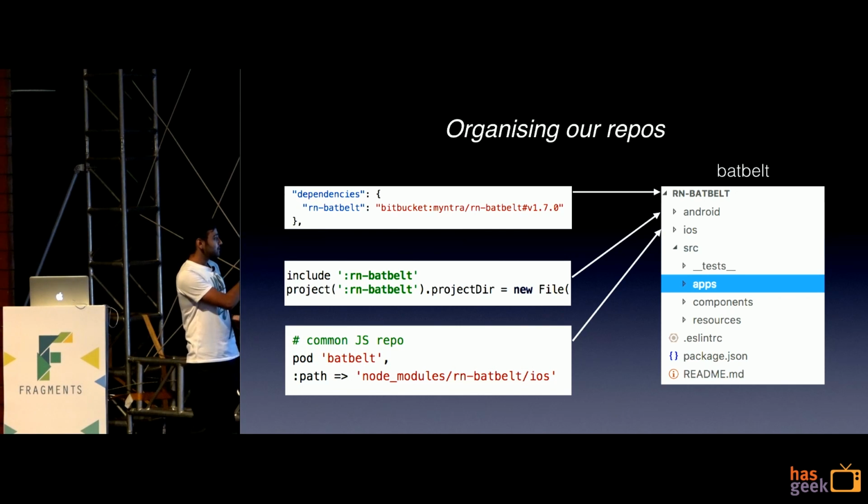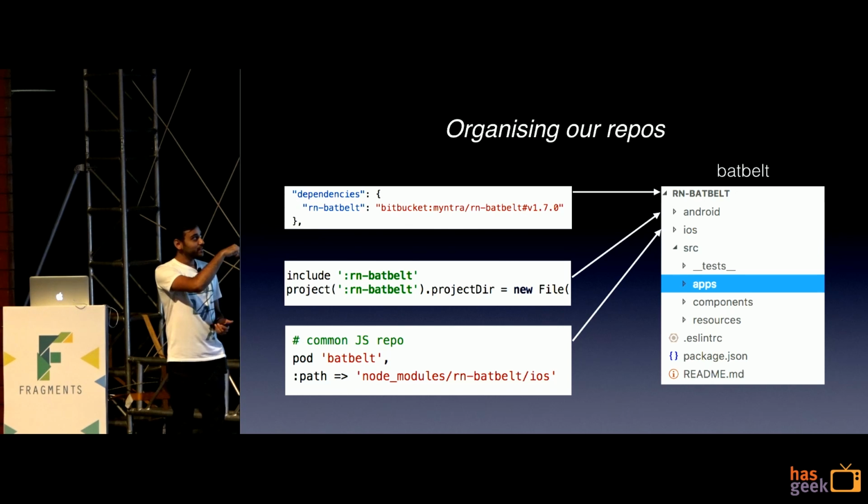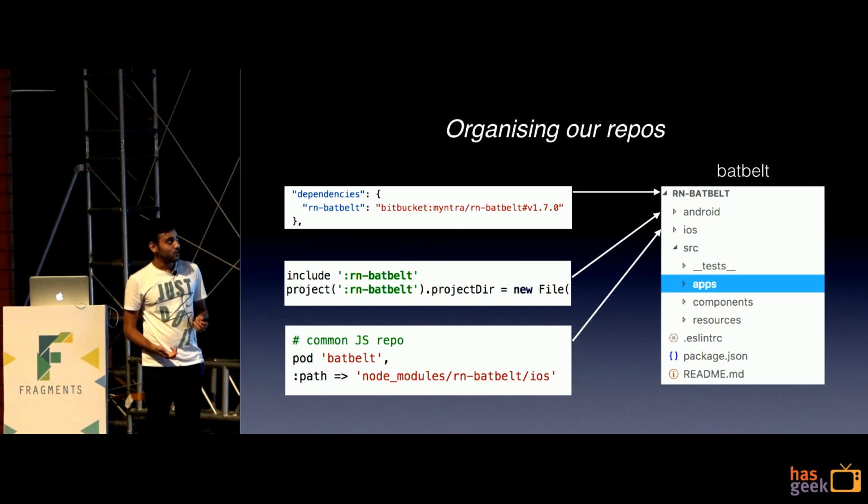And similarly for iOS, you link it like this. In the Podfile, you specify that there's a dependency called BAT build, and you specify the path: node modules, RN-BAT build, iOS, which is that. Here also, I couldn't get the entire thing in, but the path was similar: node modules, RN-BAT build. And so it's now linked with your BAT build. So that's how we have organized our repos.